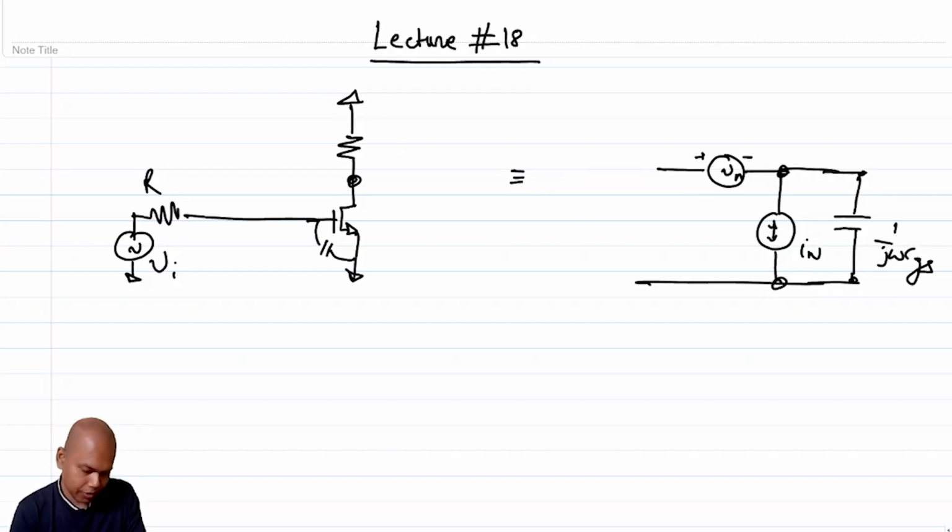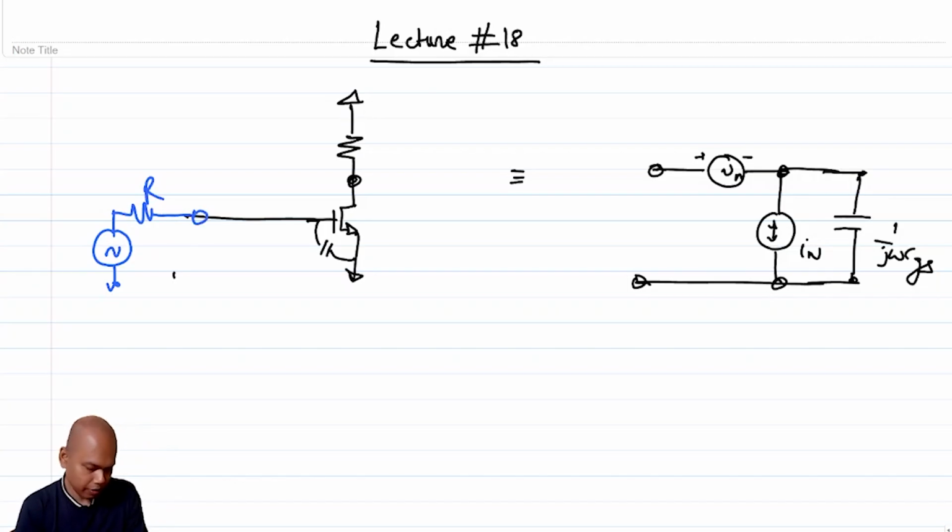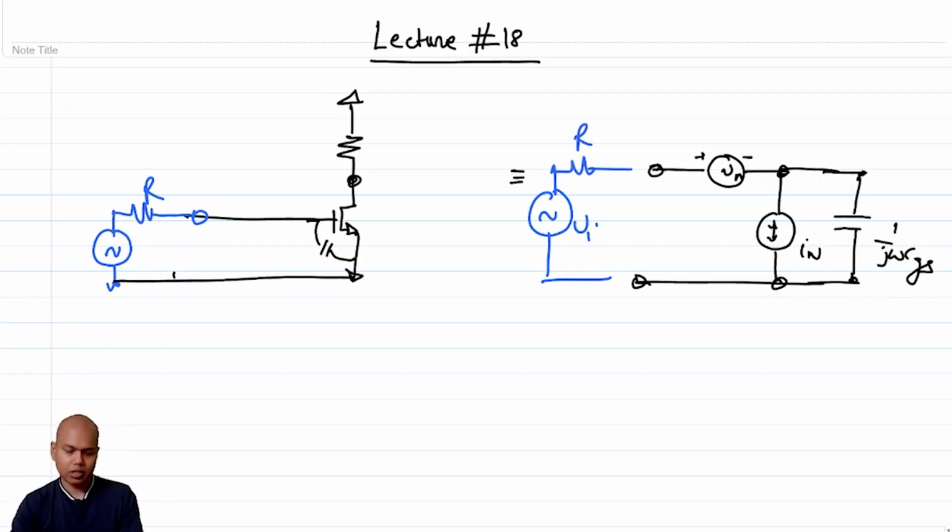I'm interested in finding out, if a source is driving my common source amplifier, what is the equivalent noise model that the source is observing? I understand that the source is seeing the impedance of 1 by j omega CGS, but I'm now also interested in finding out what the equivalent noise model is. So that is the goal. Let's do that.